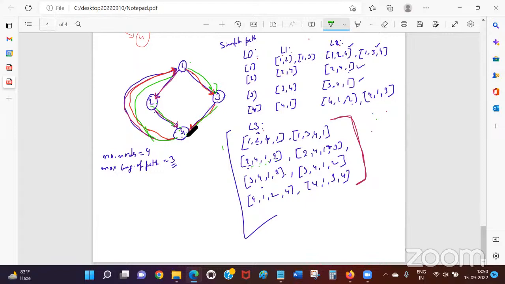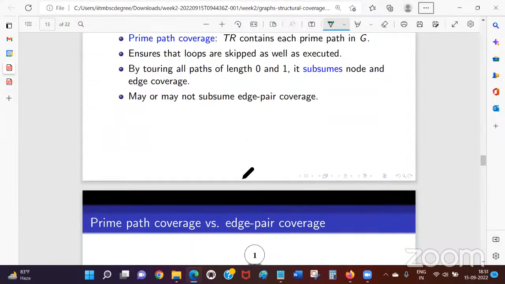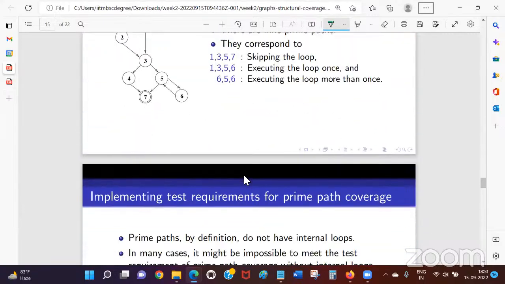The 4 is the intermediate node which will be repeated. So it does not become a simple path. So you can trace all the paths, each will give you a simple path, and which is an independent path, right? Okay. So we'll go for more examples if we have.